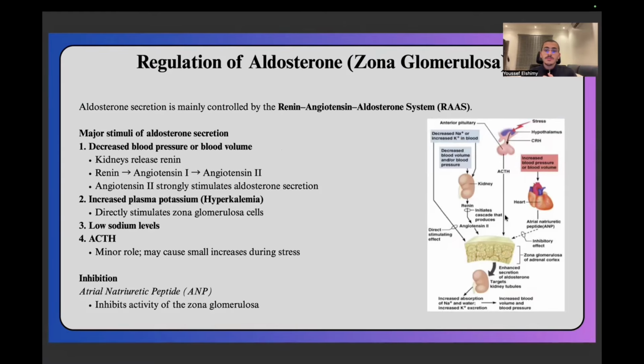Okay. One thing to notice about the regulation of aldosterone, since it's regulated differently than the glucocorticoids as well as the androgens, we mentioned that it is mainly controlled by the RAS.